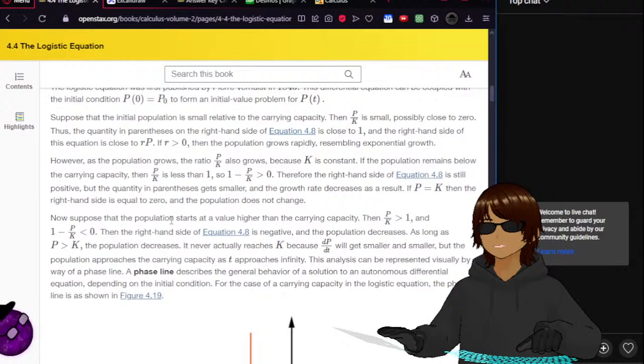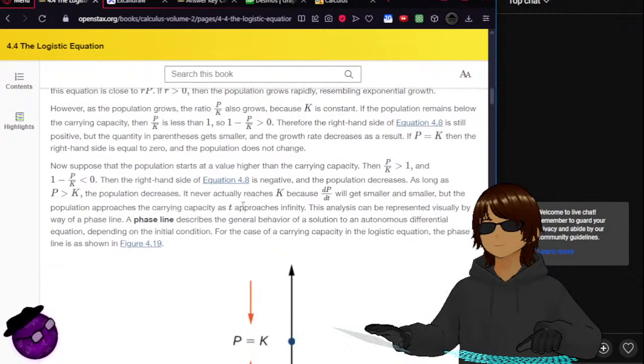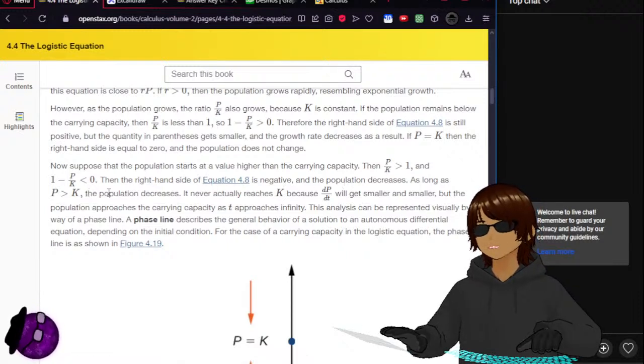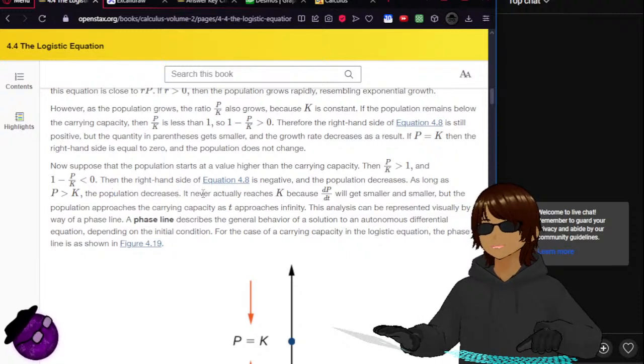Okay, now suppose that the population starts at a value higher than the carrying capacity, then P over K is more than 1. Then the right-hand side is negative and the population decreases. As long as P is more than K, the population decreases. It never actually reaches K because dP over dt will get smaller and smaller, but the population approaches the carrying capacity as t approaches infinity.